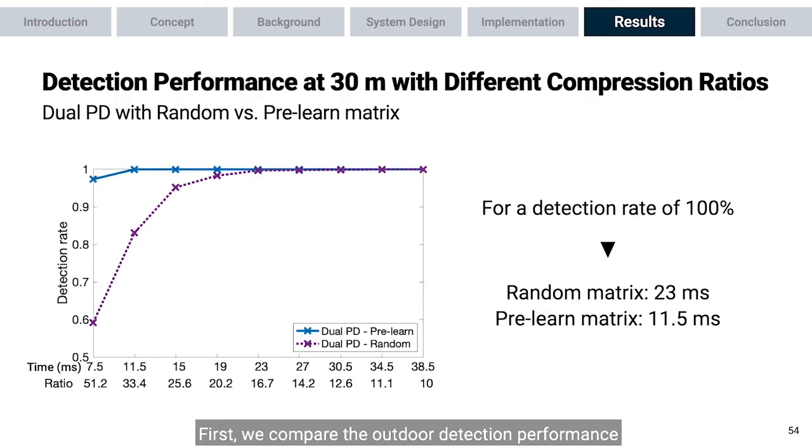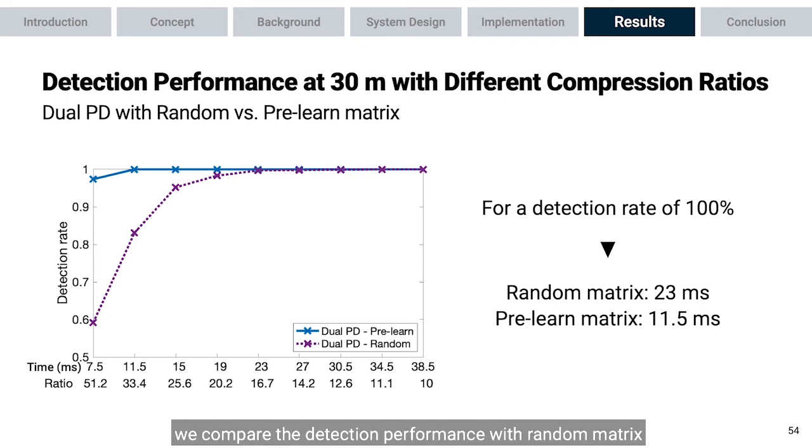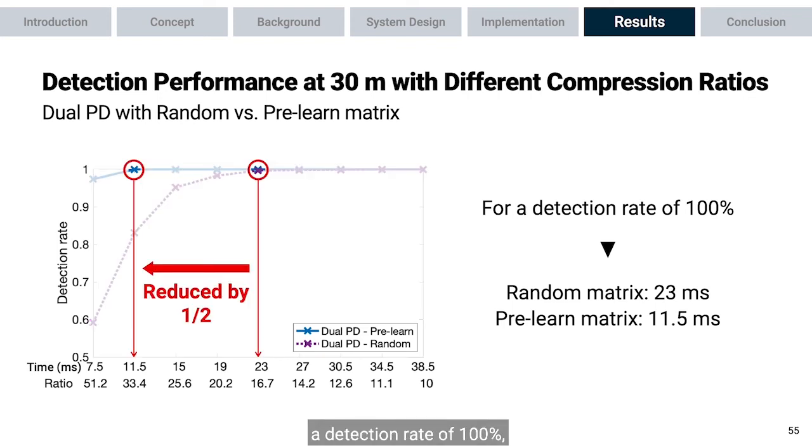Finally, let's take a look at our evaluation results. Due to the time limit, here we only show part of our results. Please refer to our paper for the others. First, we compare outdoor detection performance with one static transmitter at 30 meters when using different compression ratios. Here in the left plot, we compare the detection performance with random matrix and with prelim matrix, both using dual photodiodes. The x-axis shows the applied compression ratio and corresponding detection time, and the y-axis is the detection rate. We can see that to achieve a detection rate of 100%, prelim matrix is able to reduce the detection time by a factor of 2.